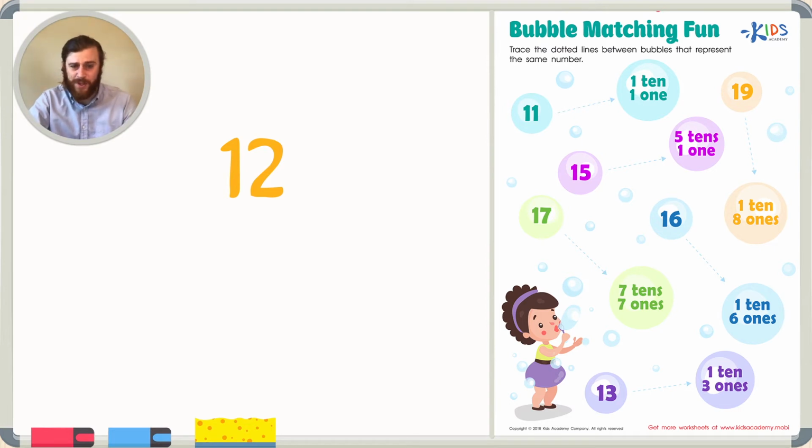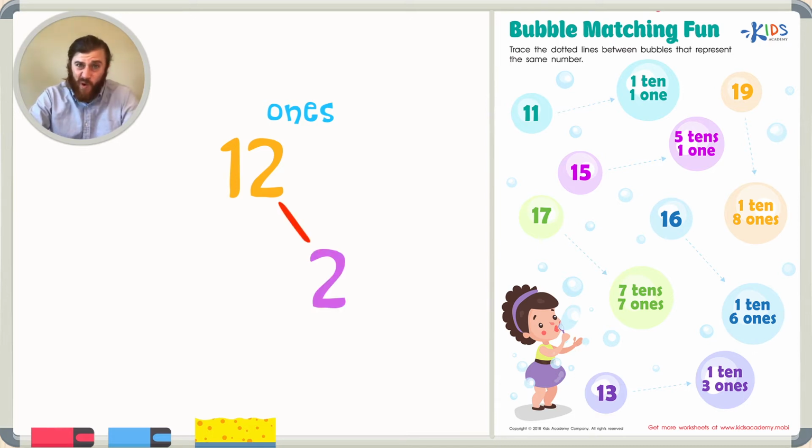I know that the 2 is in the ones place. And when I see a number in the ones place, I know the number is really just representing itself. 2 means 2 for real, and it's represented by the number 2 or with 2 cubes.